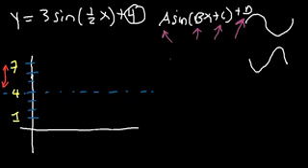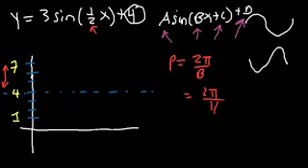Now the next thing we need to find is the period. The period is 2 pi over b. B is the number in front of x, so it's 2 pi divided by a half. 2 pi over a half is the same as 2 pi times 2, which is 4 pi.